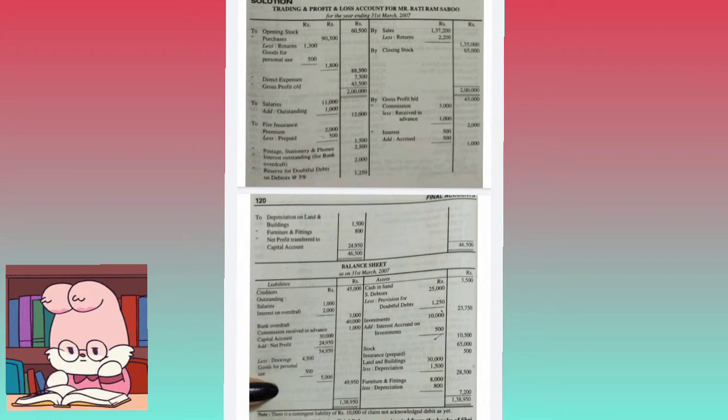And for fire insurance premium we are having the prepaid fire insurance premium adjustment 500, so deduct this prepaid amount of 500 from the 2000, so net amount is 1500 in the P&L account, and take this prepaid fire insurance premium to the balance sheet asset side. And next is salaries, 11,000, debit of P&L account.